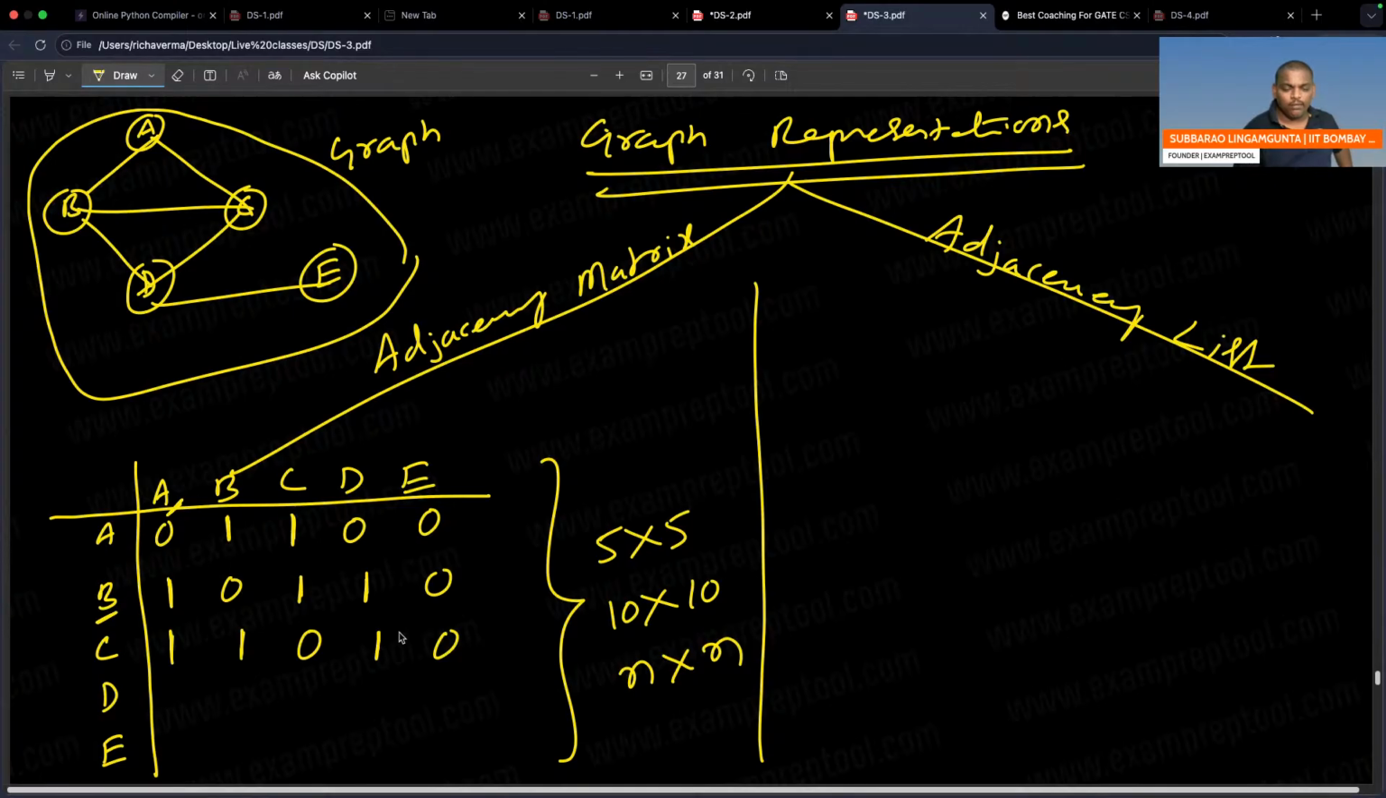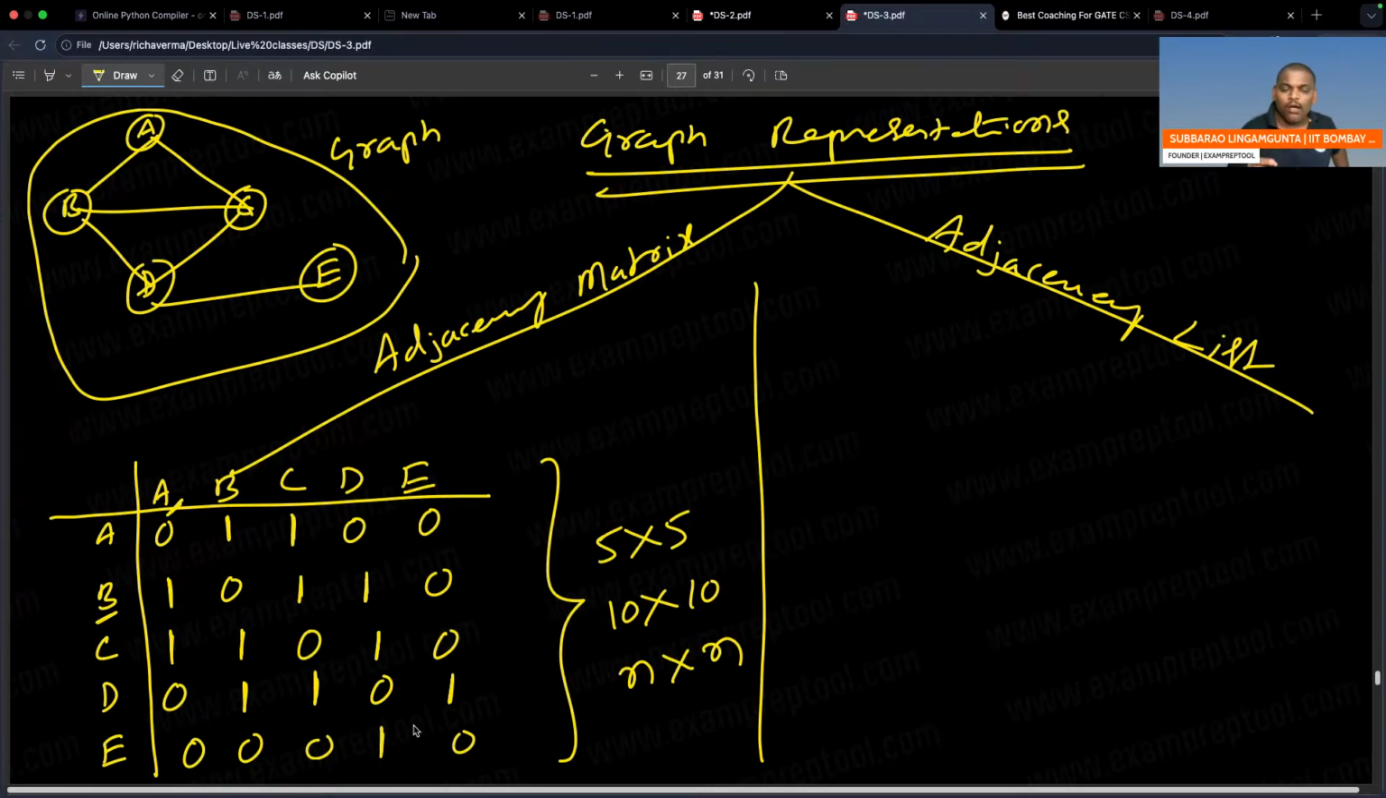Let's go to D. D to A, no. D to B, yes. D to C, yes. D to D, not there. D to E, yes. Let's go to E. So E to D only there, remaining all zeros.